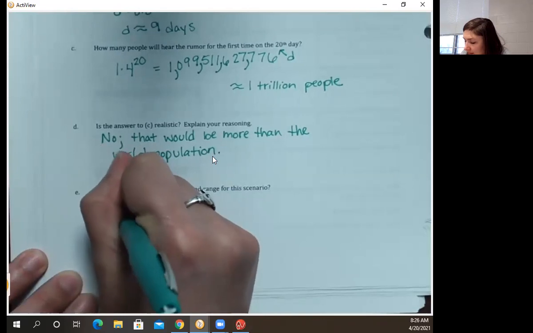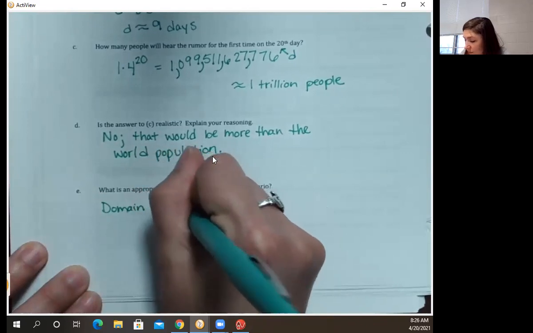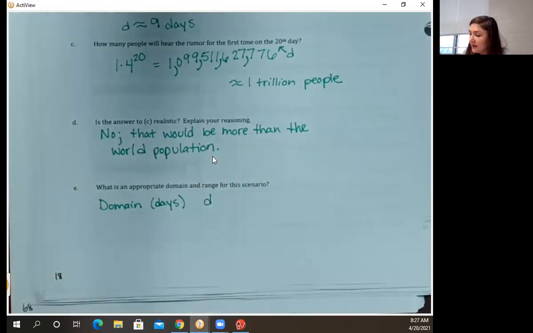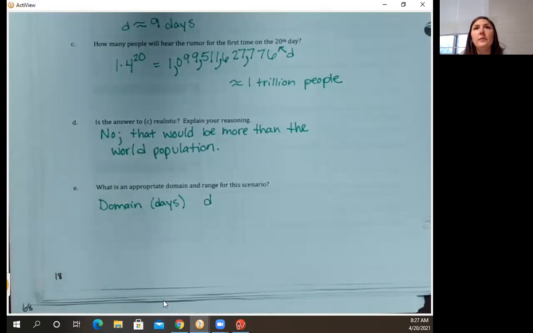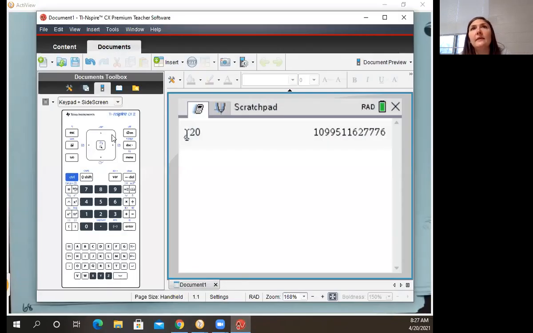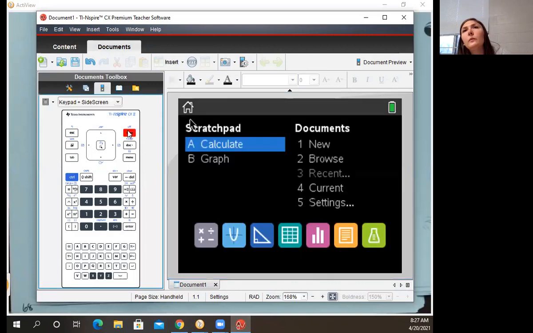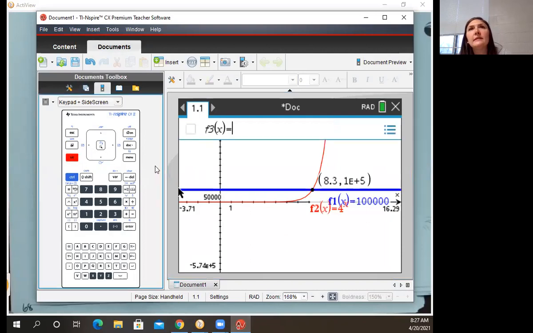For domain, that would be my number of days that this rumor has spread. So we're going to have to look at some D value that gives me a population less than our world population. So if we pull up our graph, let's say that our world population is, we'll say 7 billion. So 700.